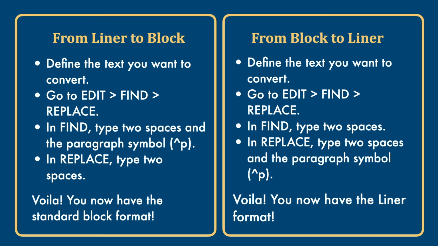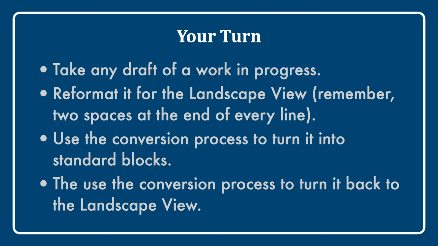Just screenshot this slide so you can see easily how to move both ways, from liner to block or from block to liner. Now it's your turn. Take any draft of a work in progress. Reformat it for the landscape view. Remember, put 2 spaces at the end of every line. Then, use the conversion process to turn it into standard blocks. Then, use the conversion process to turn it back to the landscape view. You are now a pro converter.